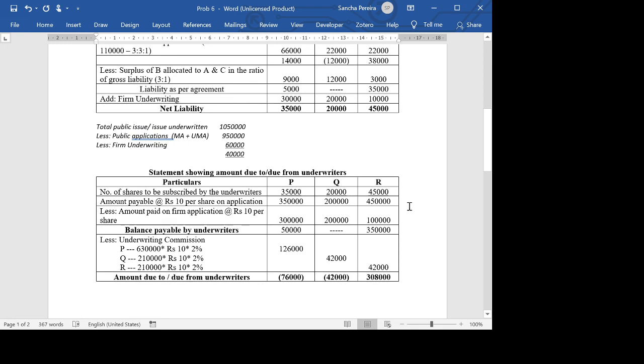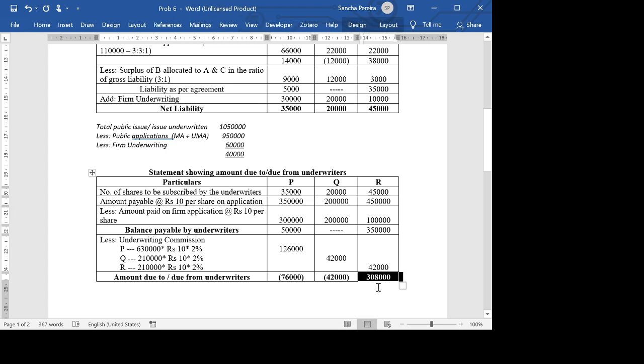So this is how the statement is done. What we were trying to find out is the statement showing amount due to, due from underwriters. In case of P and Q, the company has to pay the underwriters. That's why we have put it in brackets, because this is all in the books of the company, not in the books of the underwriters. In case of R, the company will receive 3,08,000 from R.